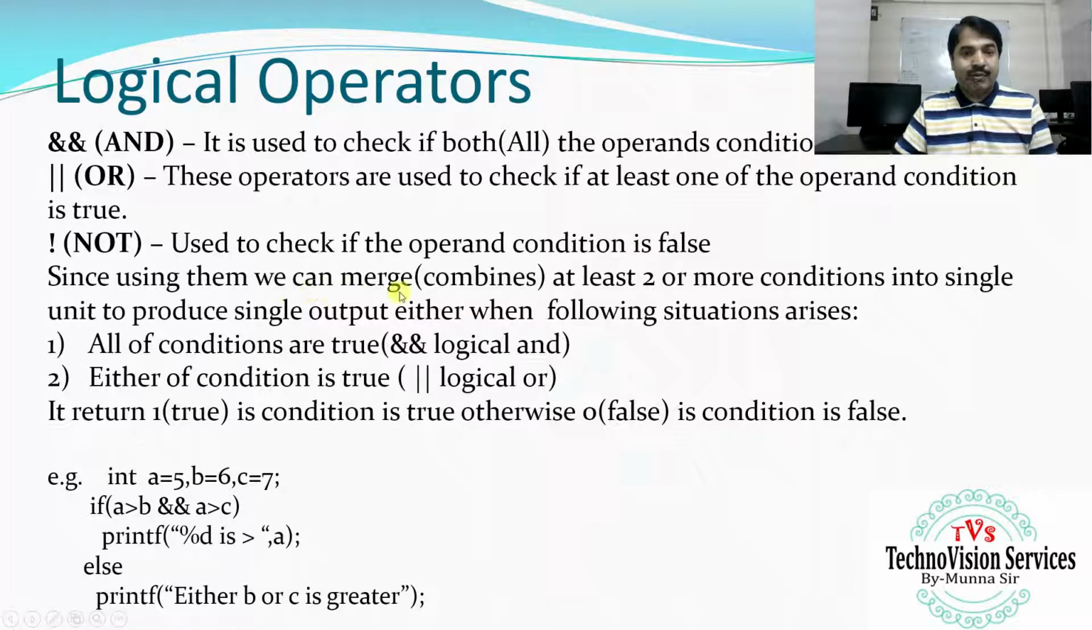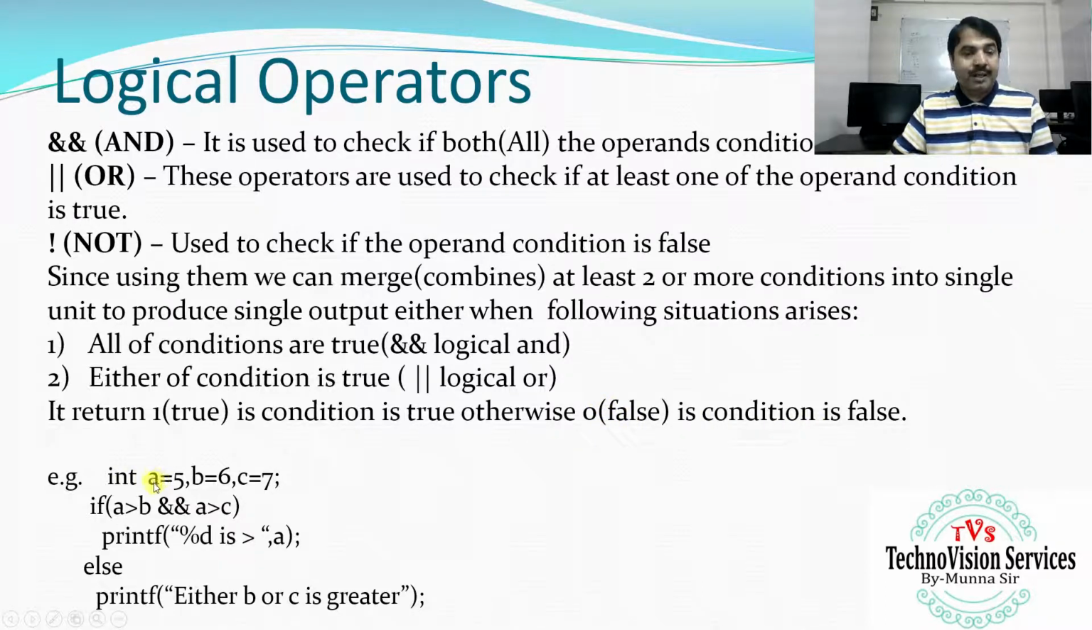Using them we can merge, meaning combine, two or more conditions into a single unit to produce a single output. When we want all of the conditions to be true, we have to use logical AND. When we want to check whether either condition is true, we have to use the logical OR operator. Same as relational operators, they also produce a 1 or 0 value: it returns 1, meaning true, if the condition is true, otherwise 0, meaning false.